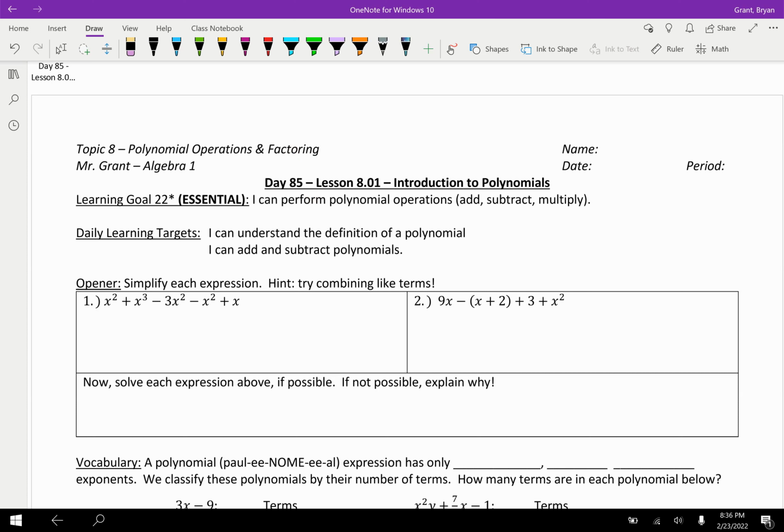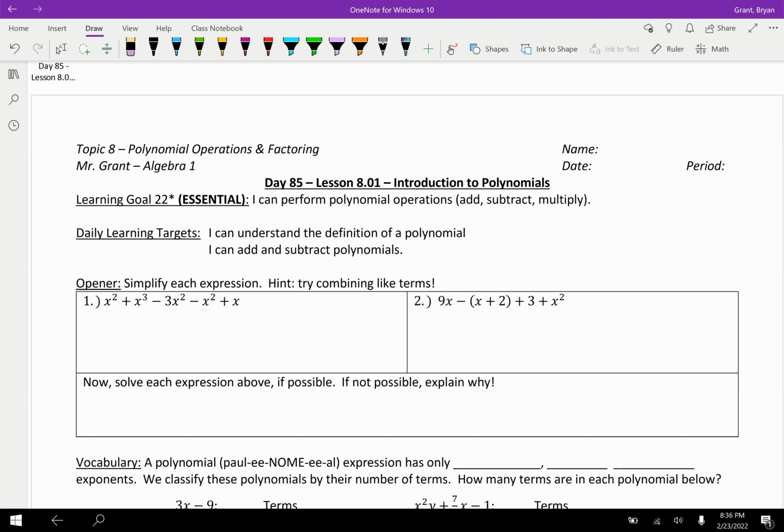So there are two goals in this. Learning goal 22 is performing polynomial operations, just addition, subtraction, and multiplication. Learning goal 23 is going to be the factoring or division part, and they are both essential. You will need these all the time this year, next year in geometry, and especially in algebra 2, and you have to be good at them.